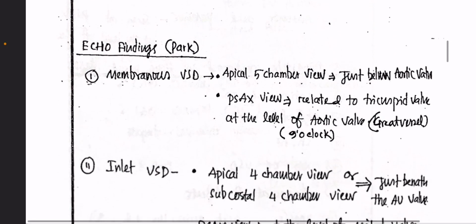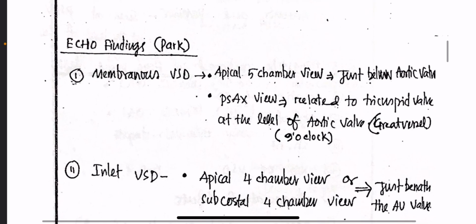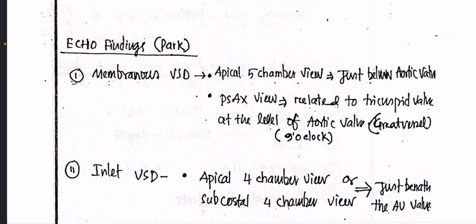What are the echo findings in VSD? In case of membranous VSD, the apical 5-chamber view shows it just below the aortic valve; parasternal long and short axis views show it related to the tricuspid valve at the level of the aortic valve. Great vessel level, 9 o'clock position.